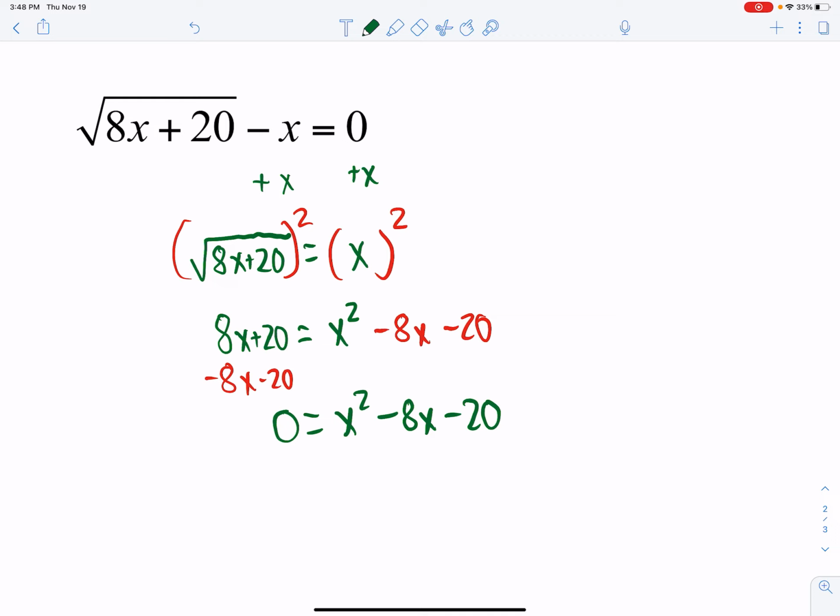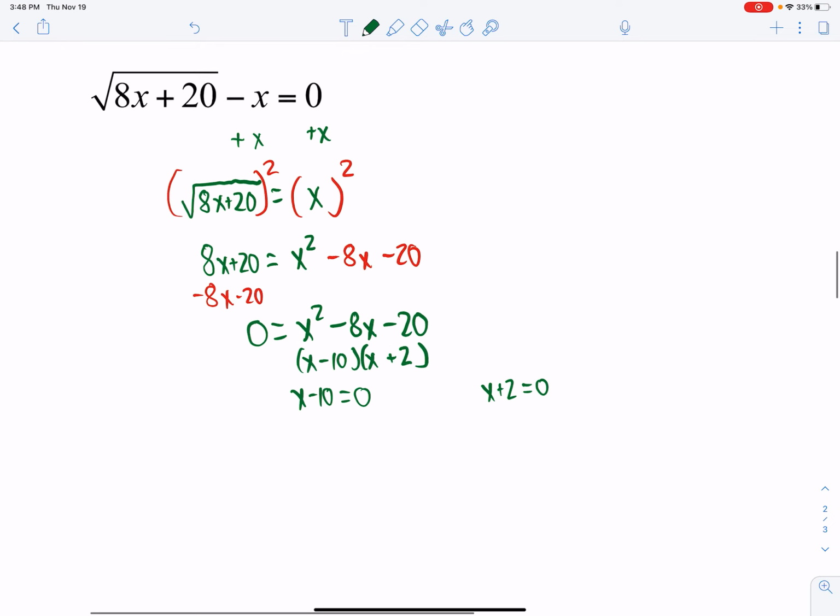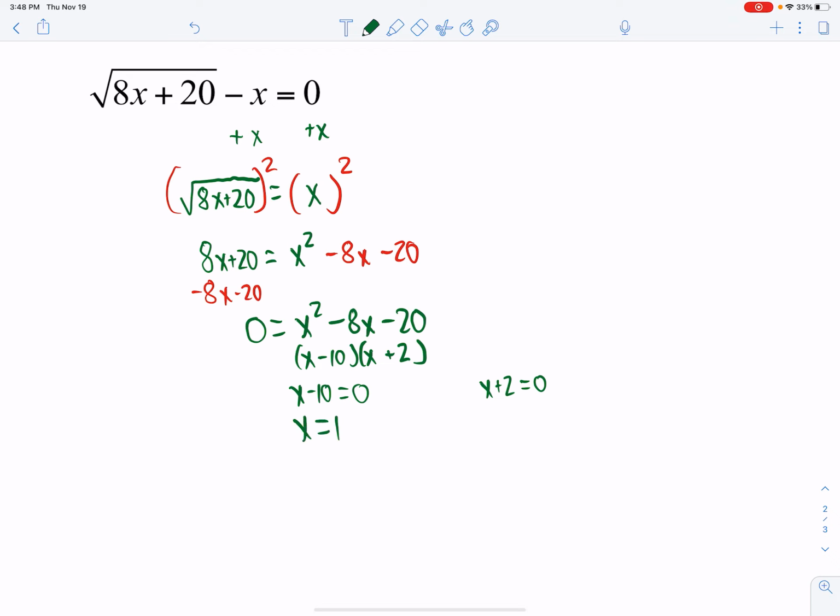Now that we've got everything on one side and 0 on the other side, we can factor it. It starts with x squared, so we can just put x at the beginning of each group. Then to multiply to be negative 20, but add up to negative 8, you would have minus 10 and plus 2. Now we set each one of those factors equal to 0. x minus 10 equals 0, then I'm going to leave some space. x plus 2 equals 0. The first one, you just add 10 to both sides, and we have x equals 10. The next one, you subtract 2 from both sides, and we have x equals negative 2. So right now, it looks like there's two answers to that equation.